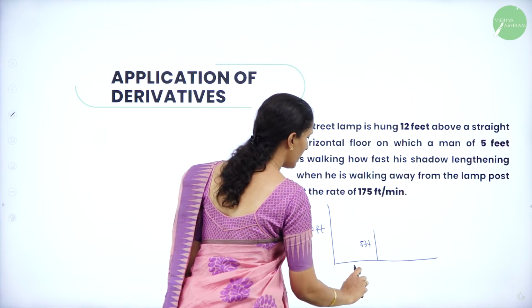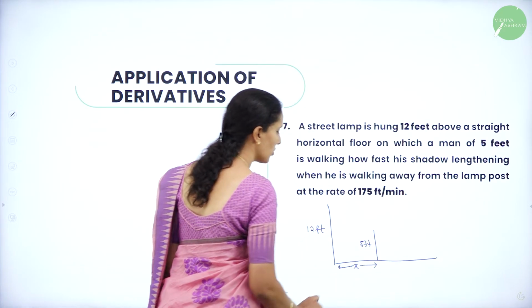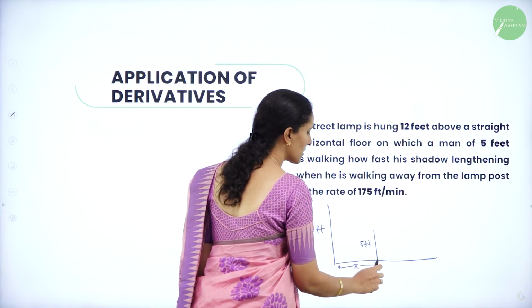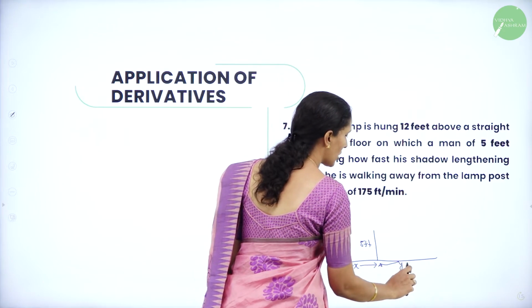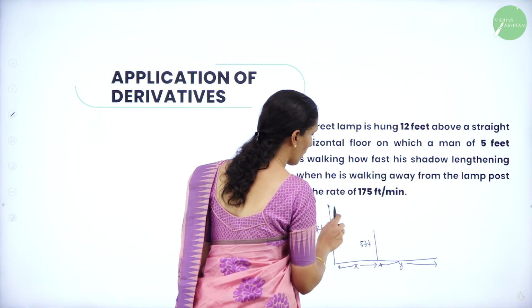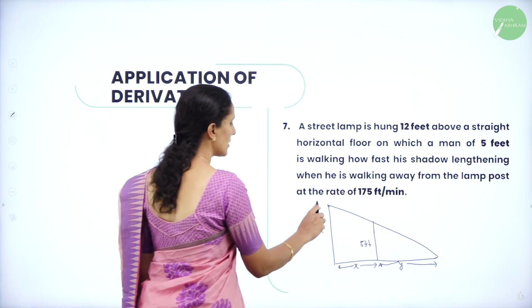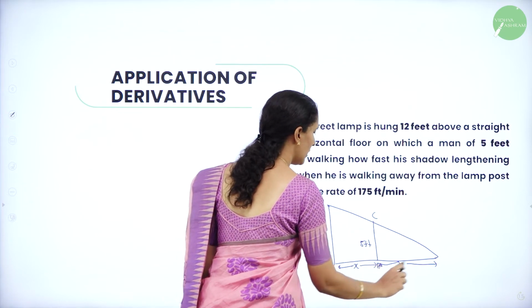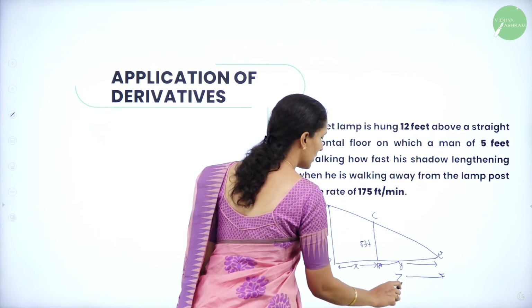So let me take this distance as x. Change in x is 175 feet per minute. If the man comes here, let his shadow be this. Let this be the shadow of the man. I'll take this as y. So now this is A, B, C, D, E. Let this complete length be Z.